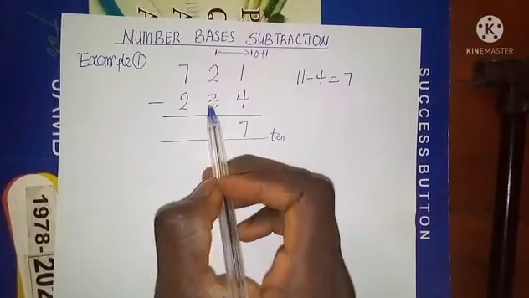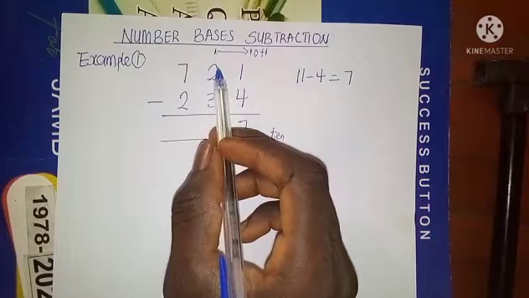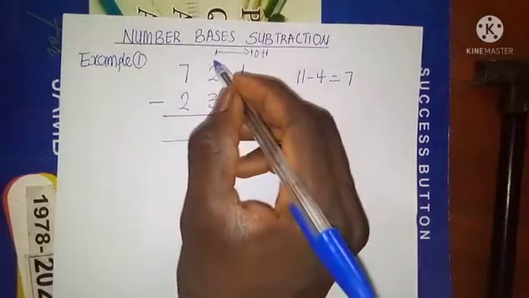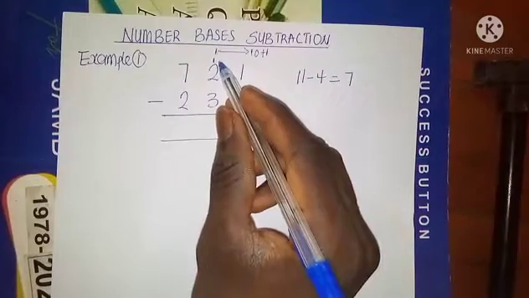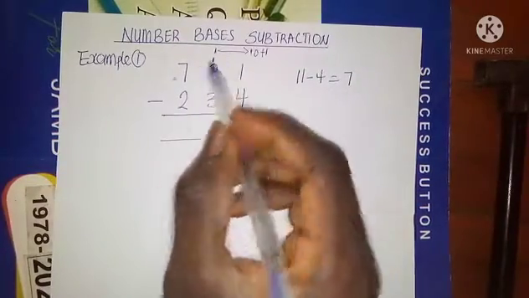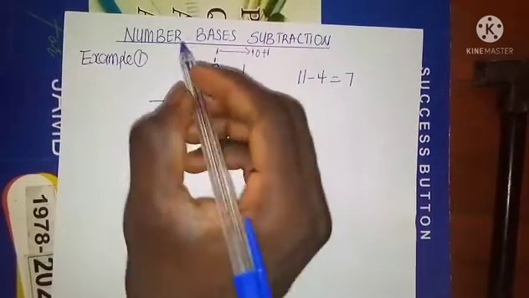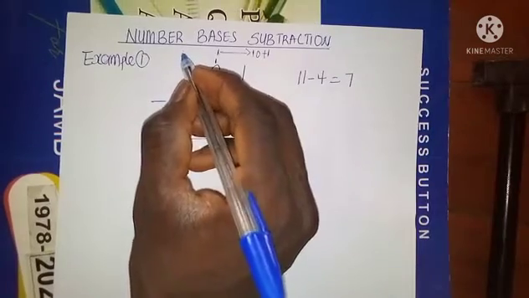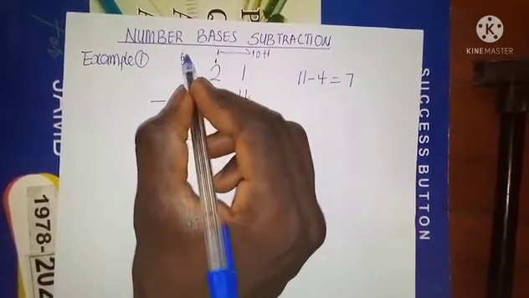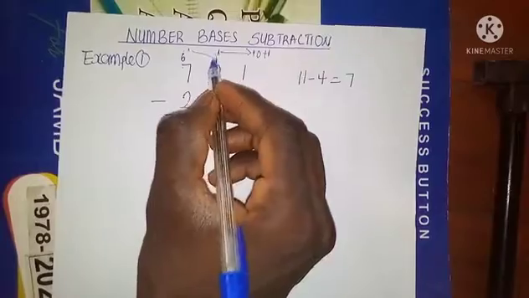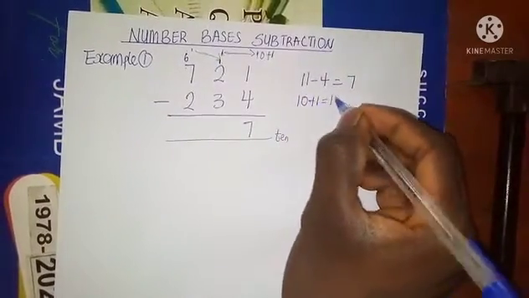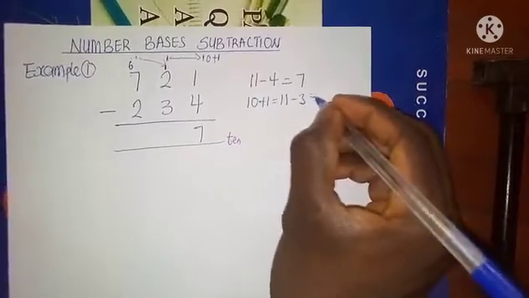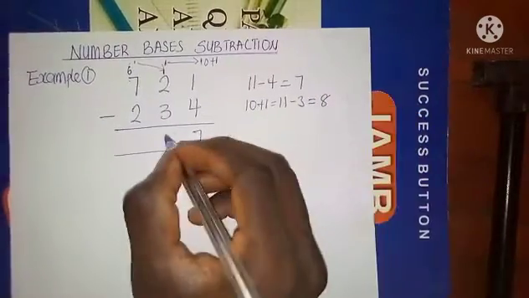Now for this side, 2 and 3, you have borrowed 1 from this place, so this one will remain 1. So 3 cannot be removed from 1. So you still have to go and borrow 1 from 7. So this one will remain 6. When you borrow 1 from this place to this place also, this will be 10 plus 1, and that's 11. So 11 minus 3 is equal to 8. You are going to write it.